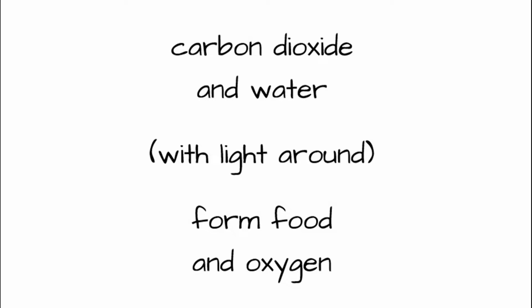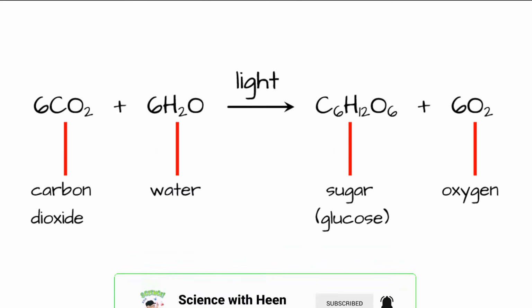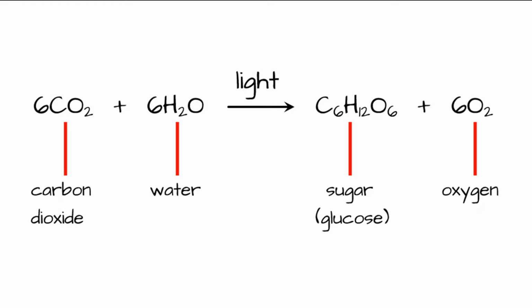In terms of a chemical reaction for photosynthesis, we have carbon dioxide and water in the presence of light energy forming food and oxygen. As a chemical reaction, we would write it like this. We would say that carbon dioxide is combined with water in the presence of light energy to produce sugar and oxygen. Now the sugar is glucose.